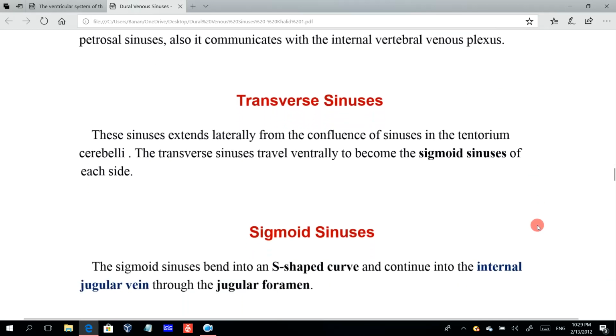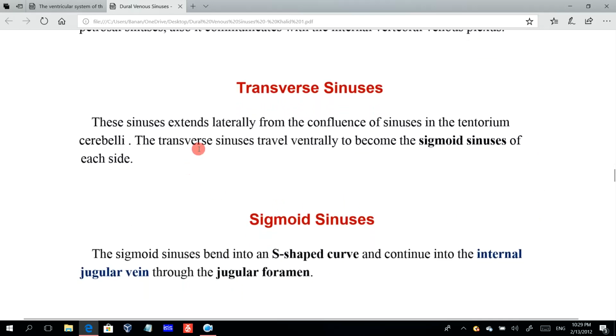Now we talk about the transverse sinuses. These sinuses extend laterally from the confluence of the sinuses in the tentorium cerebelli, as I showed you in the previous picture. So the transverse sinuses travel ventrally to become the sigmoid sinuses. So it passes laterally, one on the right, one on the left, and then it will form another, bigger sinus, which is called the sigmoid sinus on each side.